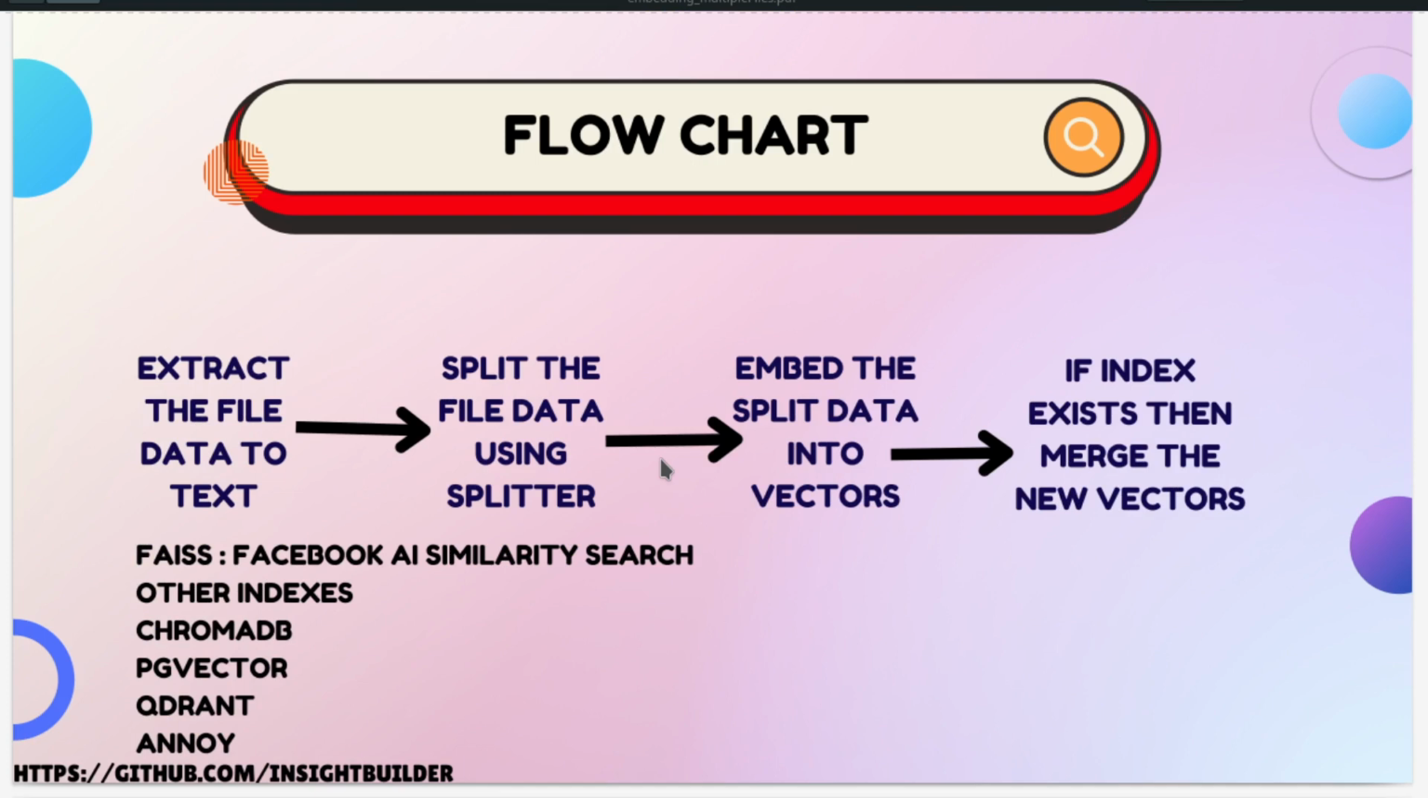Faiss is actually an abbreviation of Facebook AI Similarity Search. In fact, there is no AI in similarity search. It's basically cosine distance, or a kind of mathematical distance between two vectors that we provide, that is, between the query vector and the document vectors.